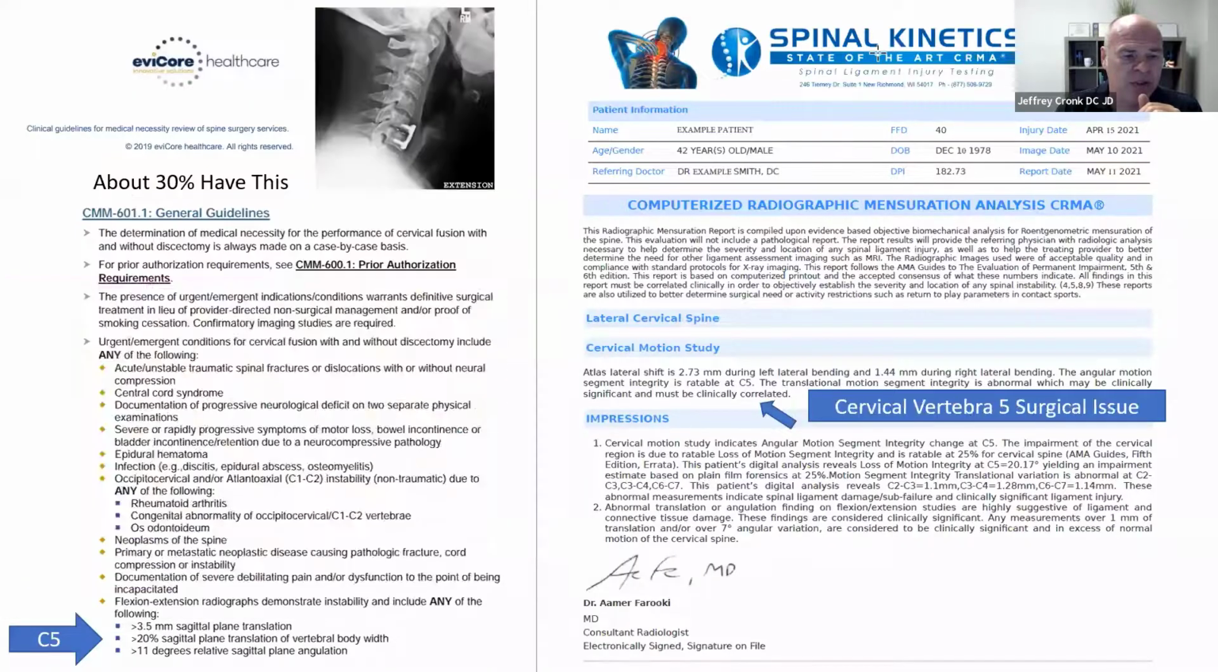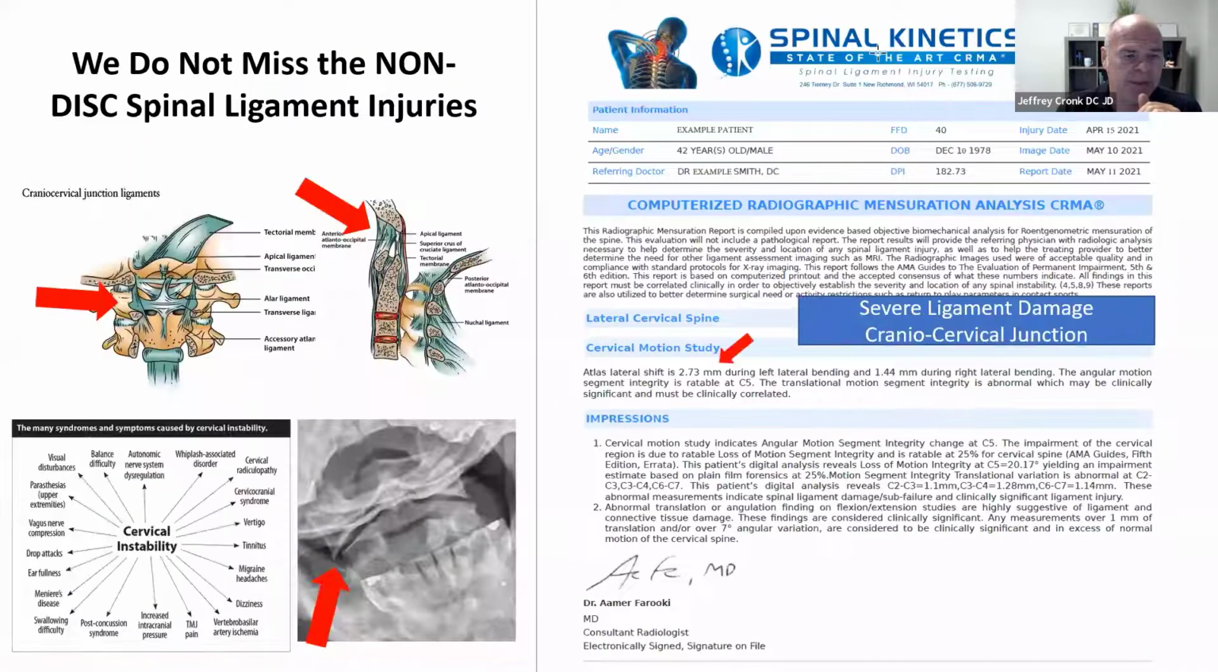Ligament damage, let's go back here. Very significant ligament damage picked up here can cause all of these symptoms. It's not picked up on MRI. Now, you can find some MRI facilities, I know one in New York that'll specialize in this area. But in general, across the United States, at an MRI center, you're not going to pick up ligament damage in the cranial cervical junction. You're going to pick it up on X-ray.